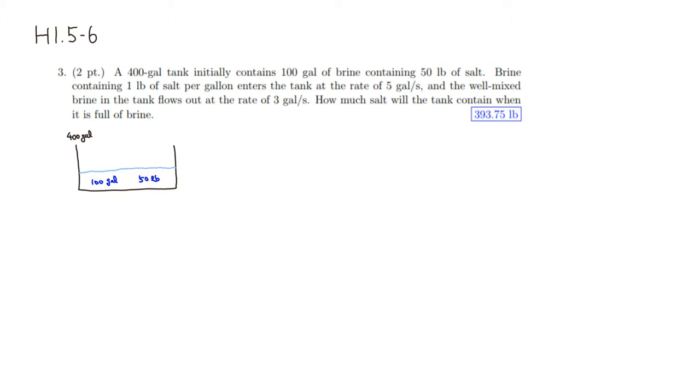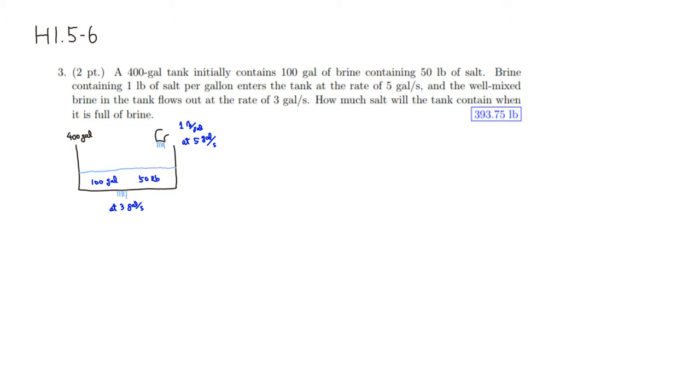We're pouring in a brine containing 1 pound of salt per gallon, at the rate of 5 gallons per second. Then we're draining it out at the rate of 3 gallons per second.